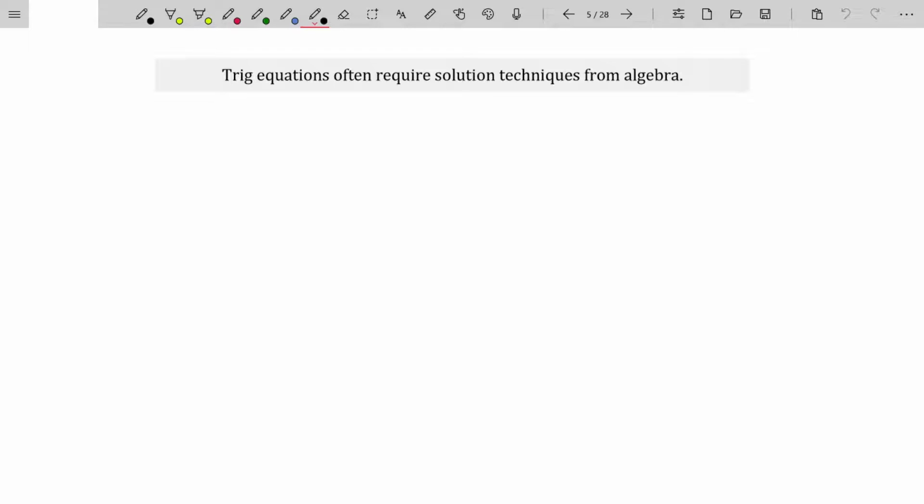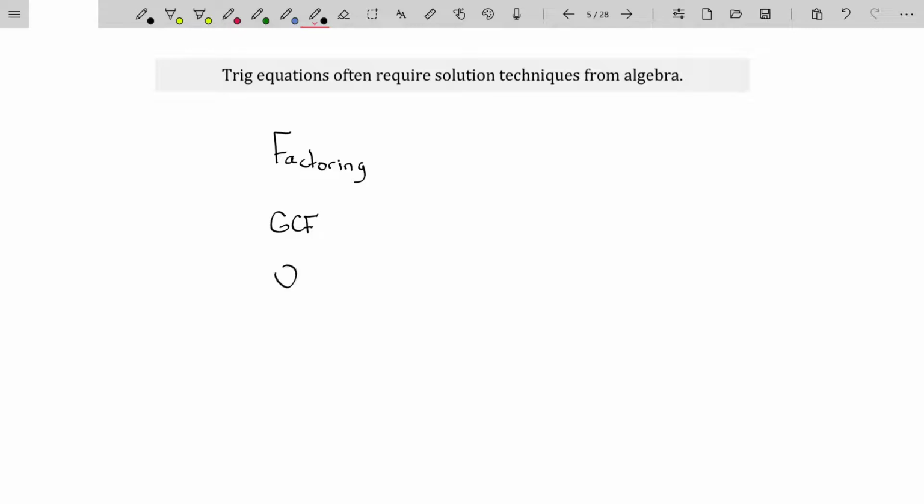The next piece of information that's very important is that trig equations often require solution techniques from algebra. That is stuff like factoring, right? Factoring out greatest common factors.